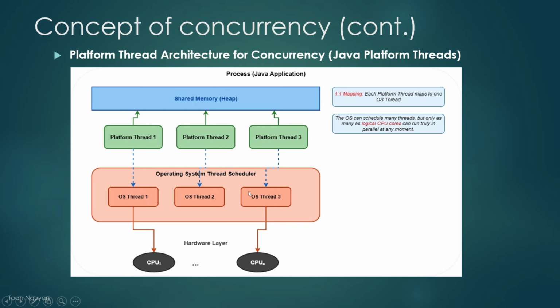The number of OS threads that can be scheduled depends on the operating system, such as Windows, Linux, or Mac OS. Typically, the OS can create around 10,000 threads. Platform threads map one-to-one to OS threads.